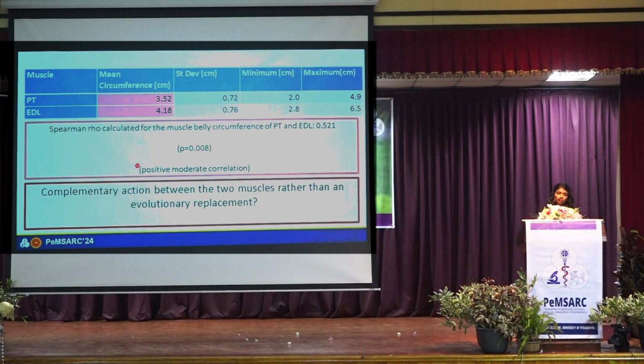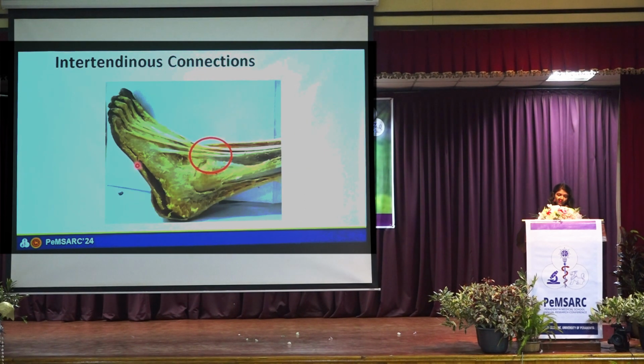We found a positive moderate correlation between the 2 muscles. So we thought that as the peroneus tertius became larger, the extensor digitorum longus was also larger, not smaller. peroneus tertius and the extensor digitorum longus.